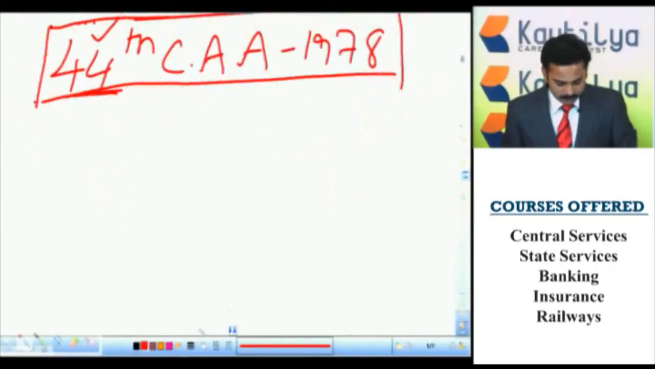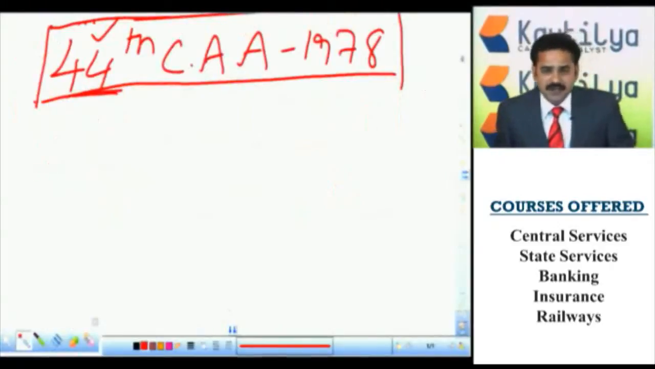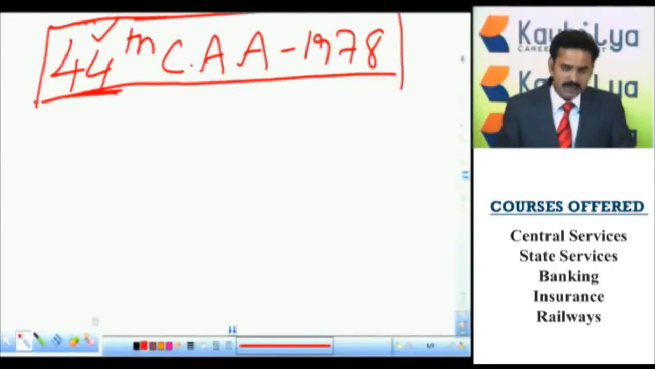Now, what is Article 12? Already we know that fundamental rights start from Article 12 to Article 35. But right here, we wrote only Article 14 to 18. But what about Article 12 and Article 13? Now we are going to understand what is Article 12 and Article 13. First one, what is Article 12?